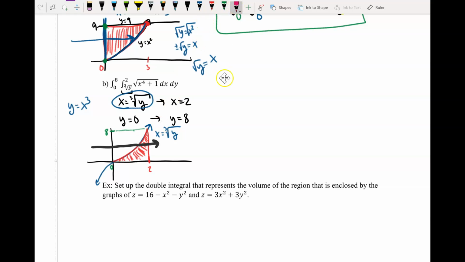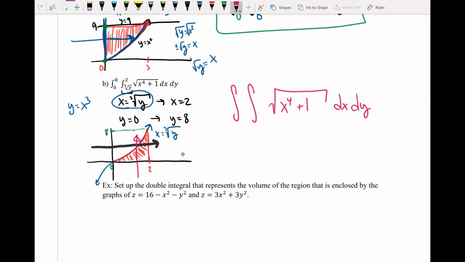All right, so now let's go ahead and rewrite this. So we want to go from the bottom up. So this will be a double integral of the square root of x to the 4th plus 1 dx dy. So notice, oops, that's wrong, because I want to go ahead and make it dy dx. So change up the limits of integration from this guy to this guy.